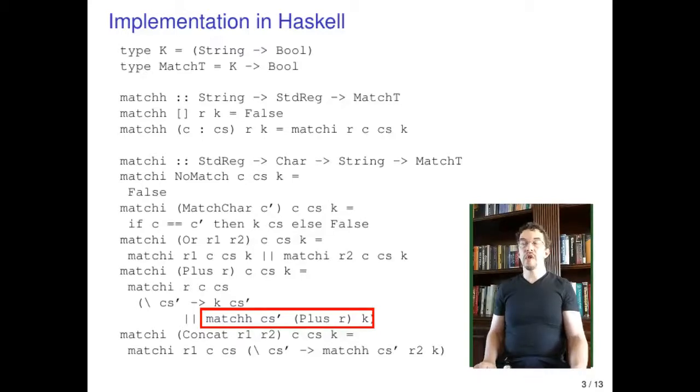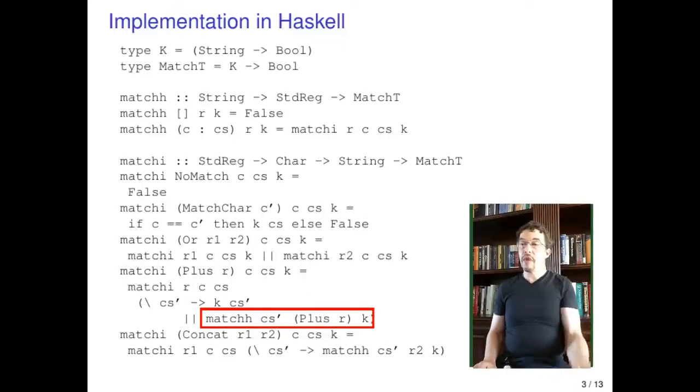For the plus case, though, this is where the interesting termination issue comes up. So if we have plus R, we want to match R to see if it matches one time, because this is plus R, of course, being one or more matches. So we match it one time, and then in the continuation that starts out with lambda cs', we're going to say, well, let's try just calling the continuation K on cs'. That would represent exactly one match of R. But if that fails, then we're supposed to recursively try the whole regular expression again on the suffix cs'. So that's what I've got highlighted in red there.